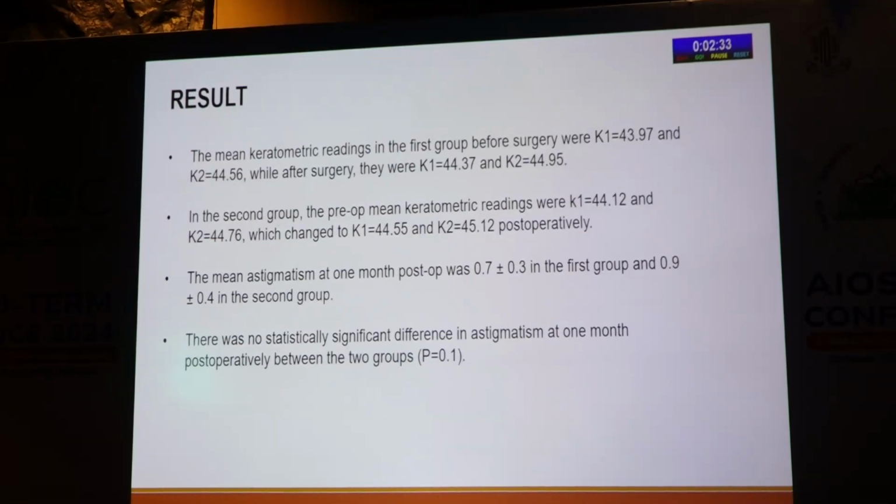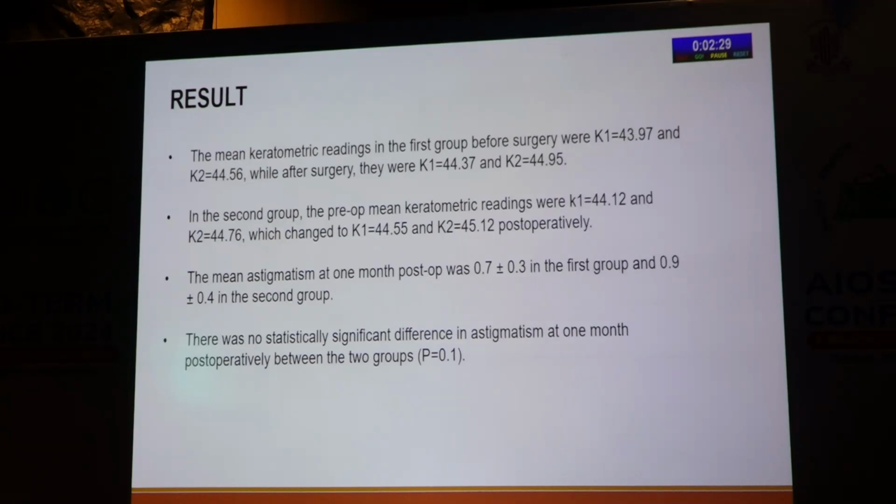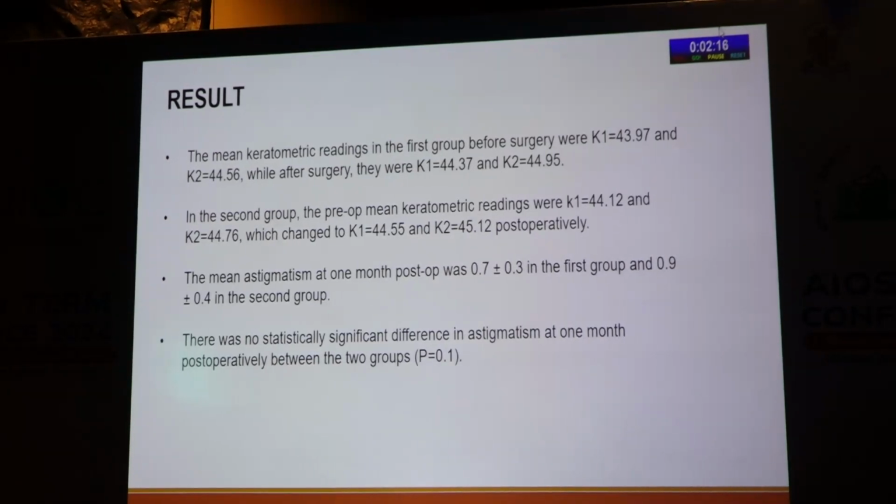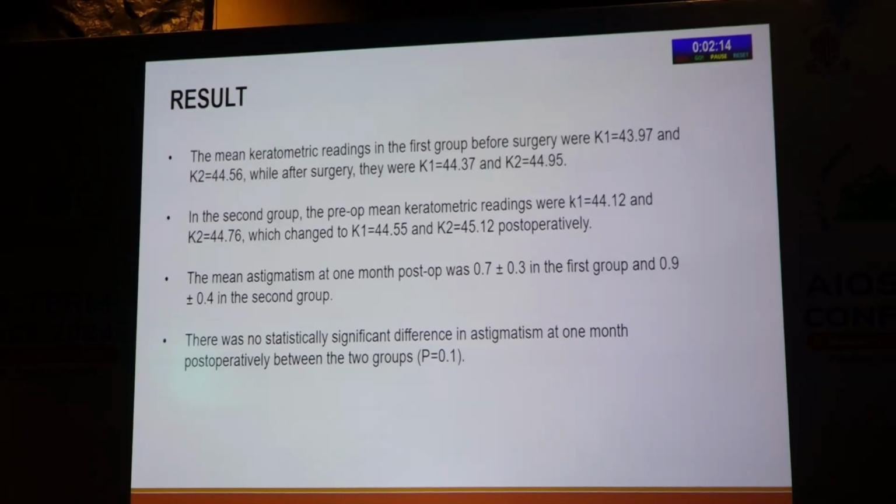Result. The mean keratometric readings in the first group before surgery were K1 43.97 and K2 44.56, while after surgery they were K1 44.37 and K2 was found to be 44.95. In the second group, the pre-op mean keratometric readings were K1 44.12 and K2 was found to be 44.76, which changed to K1 44.55 and K2 45.12 post-operatively.